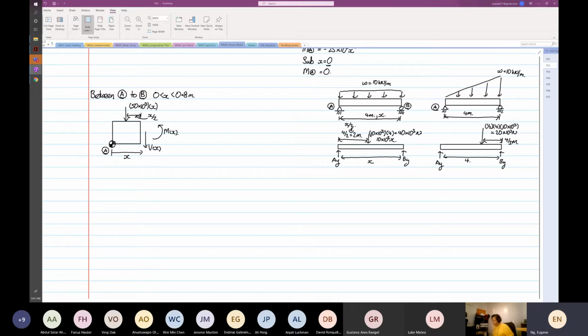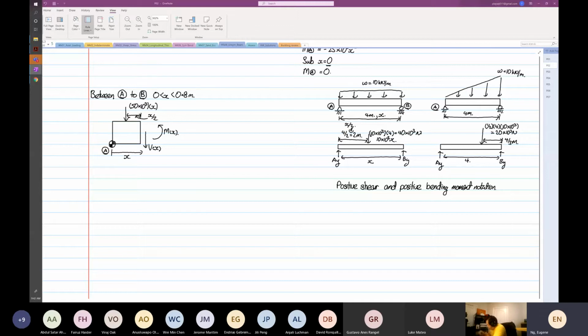So I'm going to explain the theory. The theory that I'm going to explain is known as positive shear and positive bending moment notation. I'm going to explain what we mean by positive shear and positive bending moment notation.